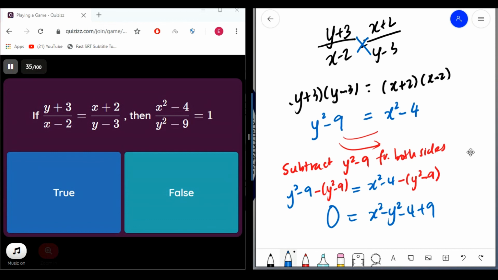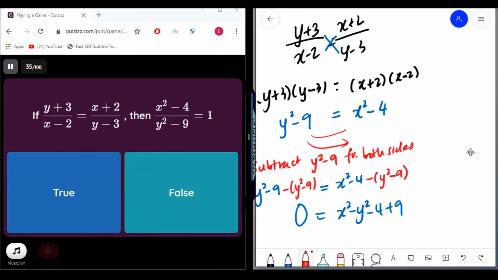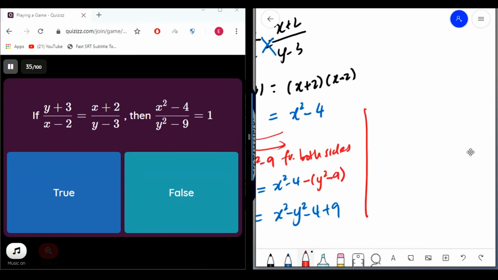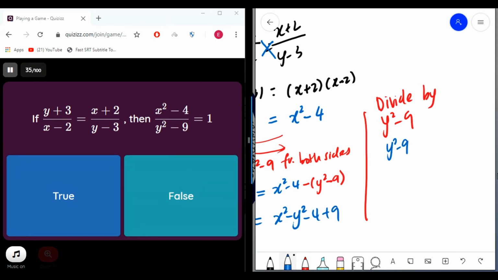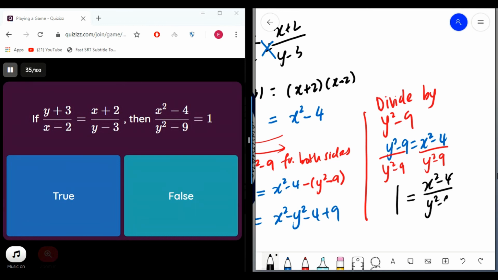It will be 1 if we divide, okay. It will be 0 if we divide both sides by y squared minus 9. The equation we have is y squared minus 9 equals x squared minus 4. When we divide both sides by y squared minus 9, on the left hand side, since the numerator and denominator are the same, it will become a 1. On the right hand side, (x squared minus 4) over (y squared minus 9) is what we want in the question, right? Equals 1. Therefore, the statement is true.